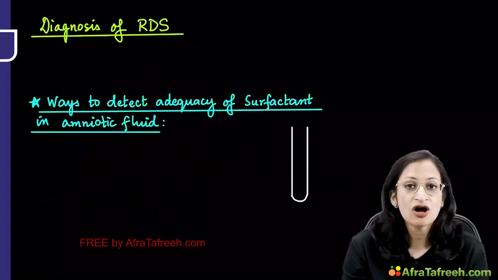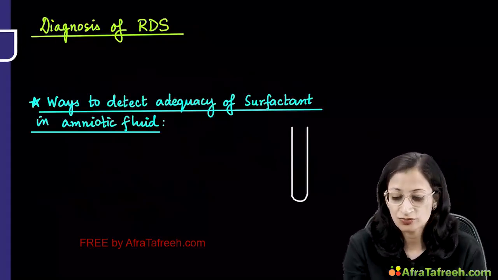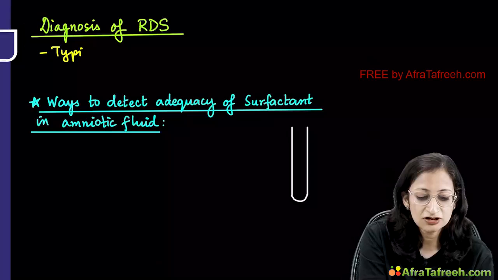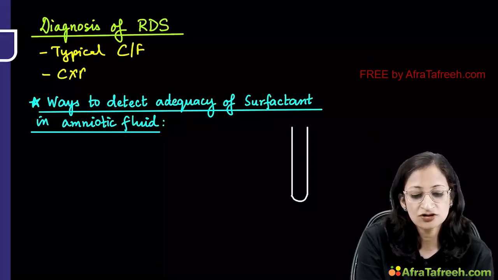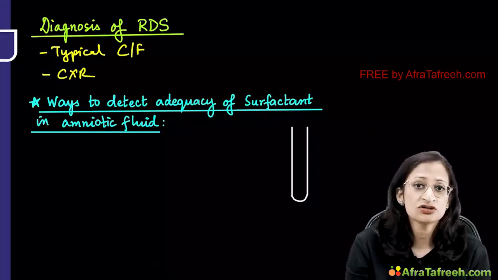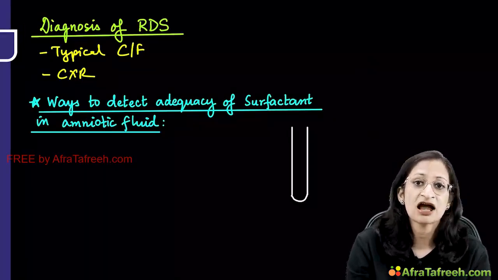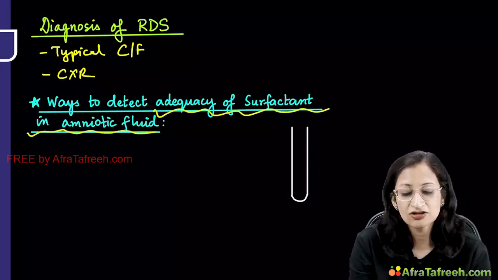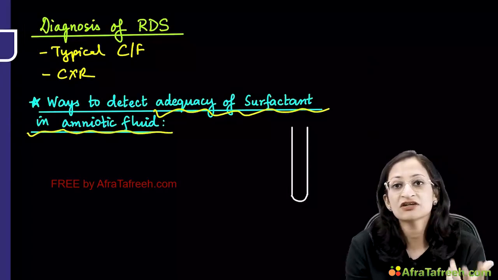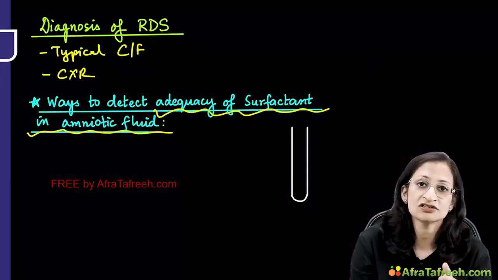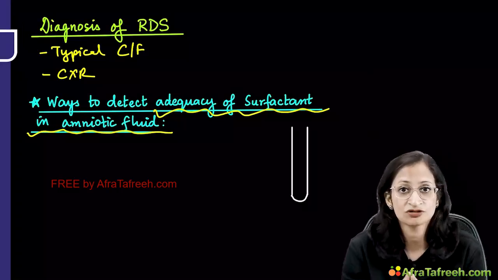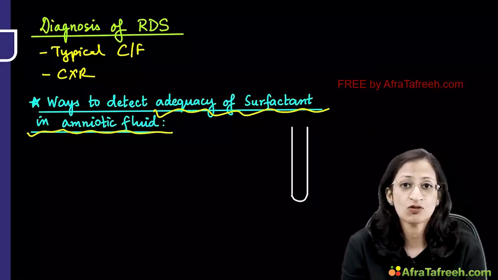Now, how do you diagnose respiratory distress syndrome? We diagnose it, one, by the typical clinical features or case scenario, and the chest X-ray findings that we already discussed. There are also some ways by which we can detect whether adequate surfactant is present or not. Antenatally, we can take out some amniotic fluid, run some tests on it, and see whether there is adequate surfactant in the baby. We can get an idea about it. So, let us see how.